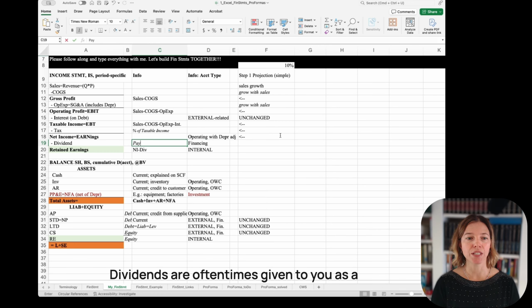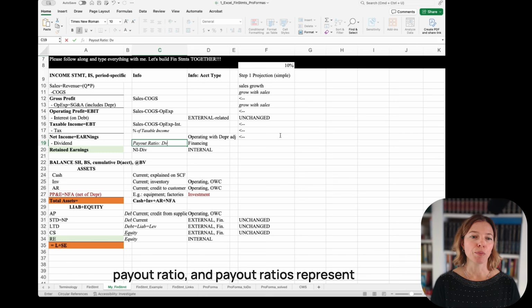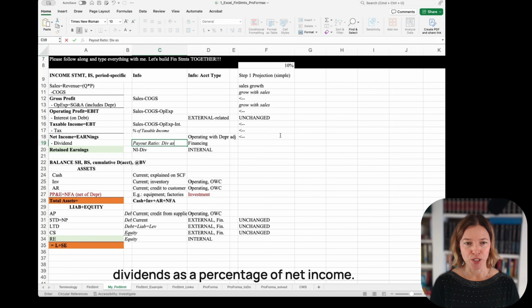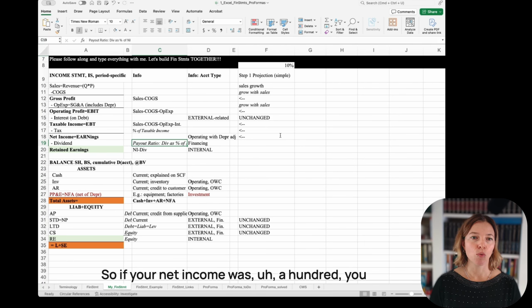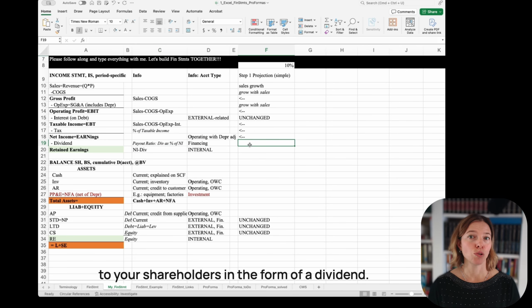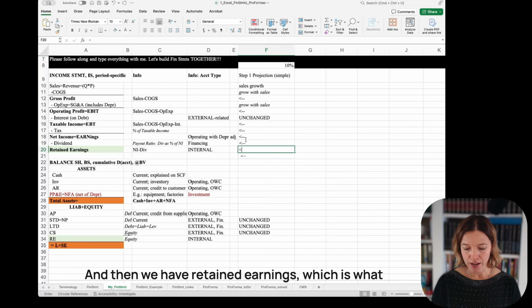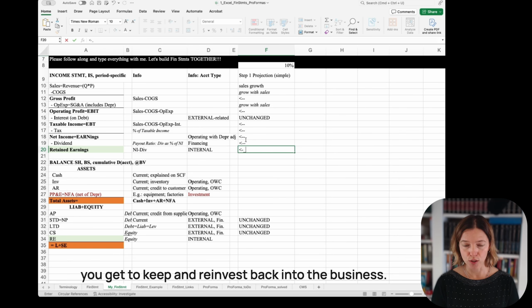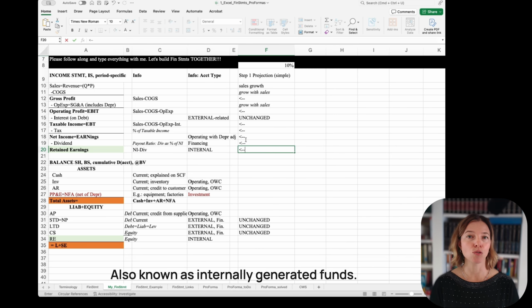Dividends are oftentimes given to you as a payout ratio. And payout ratios represent dividends as a percentage of net income. So if your net income was 100, your payout ratio is 30, you're going to pay 30 to your shareholders in the form of a dividend. And then we have retained earnings, which is what you get to keep and reinvest back in the business, also known as internally generated funds. That's net income minus the dividend.